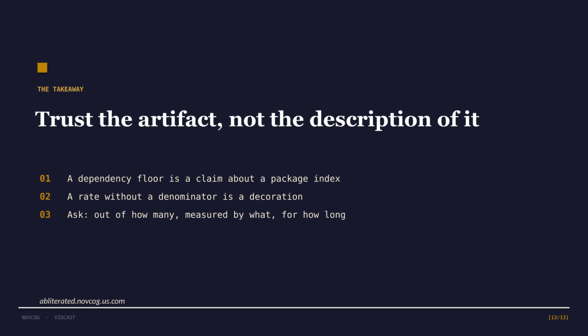A number is a fraction. The fraction with an unexamined denominator is a decoration. 3 questions get most of it back: out of how many, measured by what instrument, and how long was the model allowed to run before you scored it.